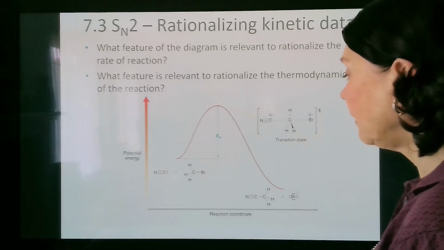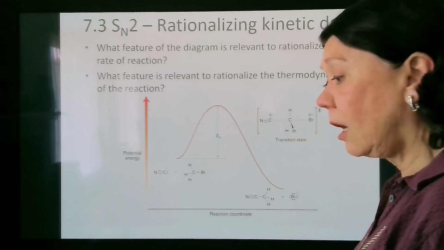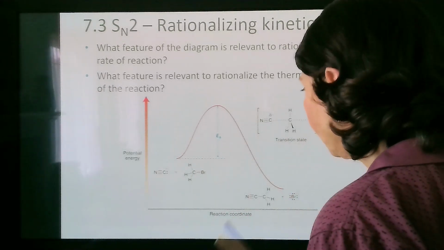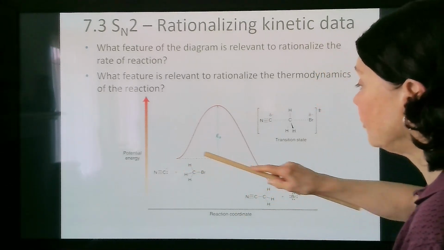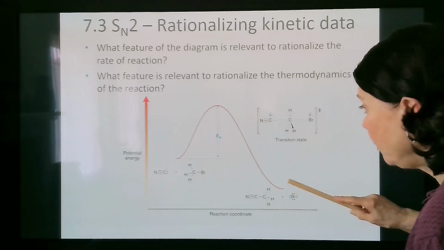There are other things you could use. You could use angles, you could use dihedral angles, but bond distances are the most common. And so here, as the reaction progresses, you go over the energy hill and then down to a lower energy product.